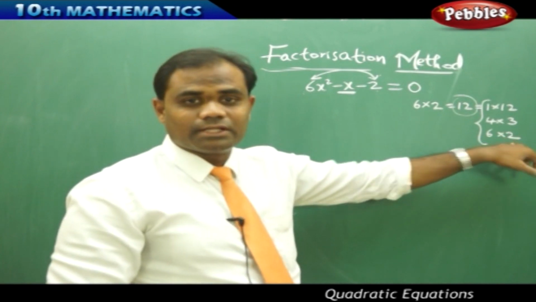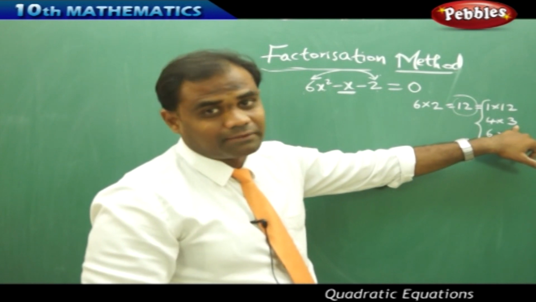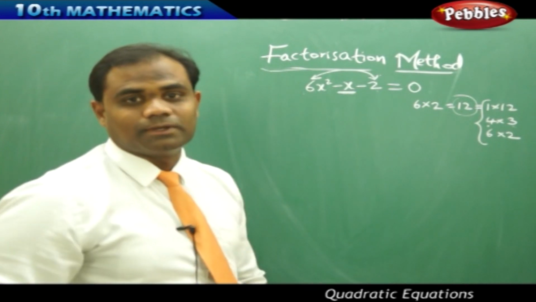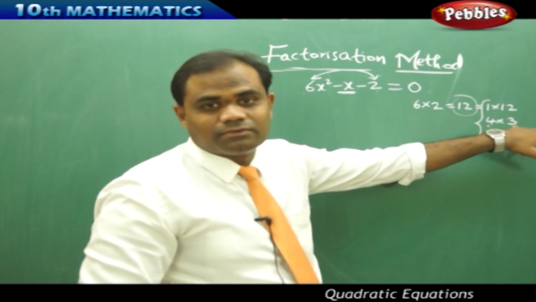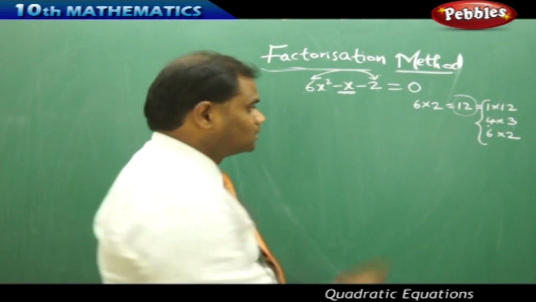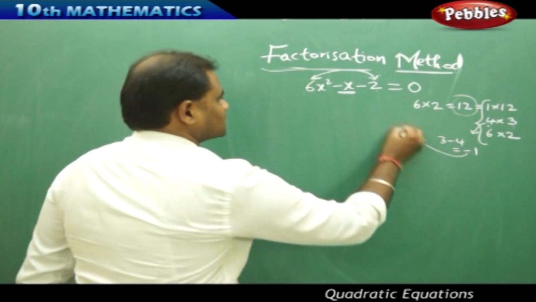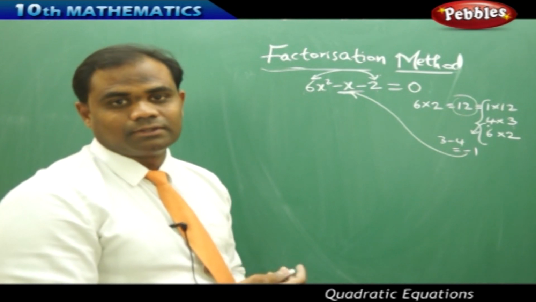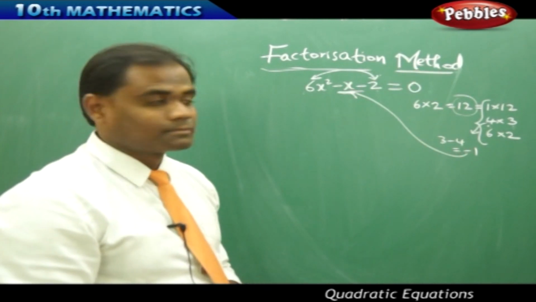6 minus 2 also is 4, which doesn't work here. But when I take 4 plus 3, also it is 7. It doesn't work. But when I take 3 minus 4, it is minus 1, which works here, because the coefficient of x here is minus 1. Therefore, these factors will help me in factorization. 3 minus 4 equal to minus 1, which is nothing but the coefficient of x, which helps in factorization. This is how we identify the concept in factorization method.